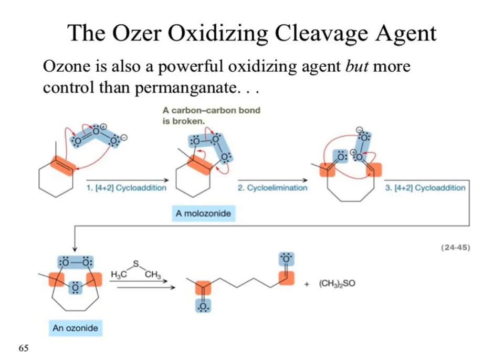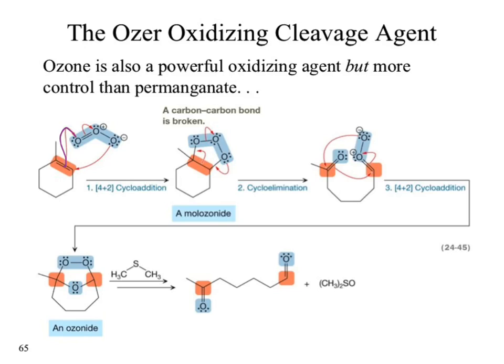Aldehydes have distinctly different chemistry than carboxylic acids. So I may want to stop at an aldehyde. Permanganate can't stop at the aldehyde. So this is where we can bring in other oxidizing agents, and this is the added benefit, if you will, of ozone. So when we take a look at ozone, it does the same kind of cyclic chemistry that we saw with all the other additions.